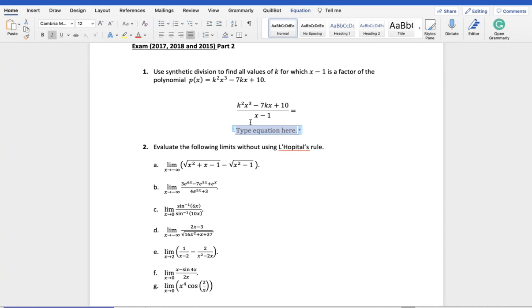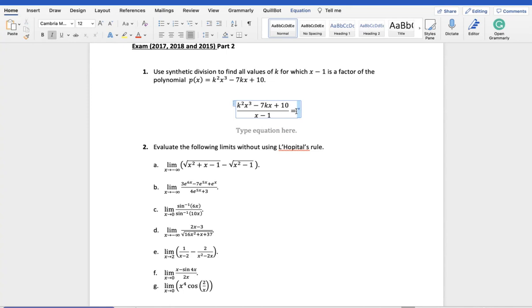We're looking at using synthetic division to find all the values of k for which x minus 1 is a factor of the polynomial k squared times x cubed minus 7kx plus 10. If x minus 1 is a factor, then when you do synthetic division, the remainder should be 0. So let's try the synthetic division here.